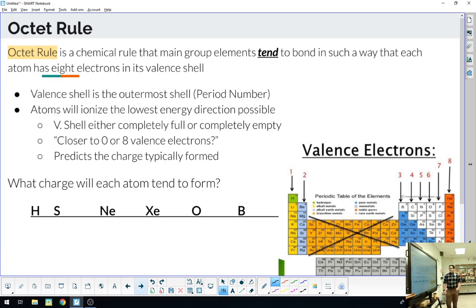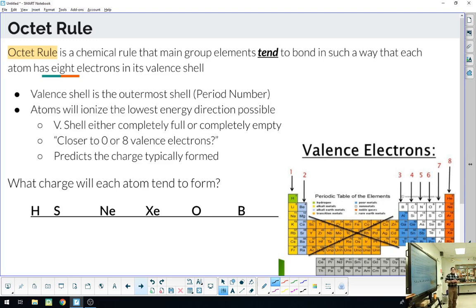Okay. This is the same picture, so nothing's different. We're going to take those valence electrons and then figure out what will tend to happen. So the octet rule. How many legs does an octopus have? 8. So oct meaning 8. So the octet rule is based off of 8.